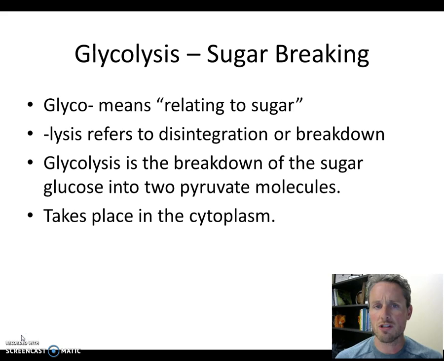The other thing I want you to know about glycolysis is that this step takes place in the cytoplasm, which is different than the other steps of cellular respiration that we're going to talk about. But we'll get to that later on.